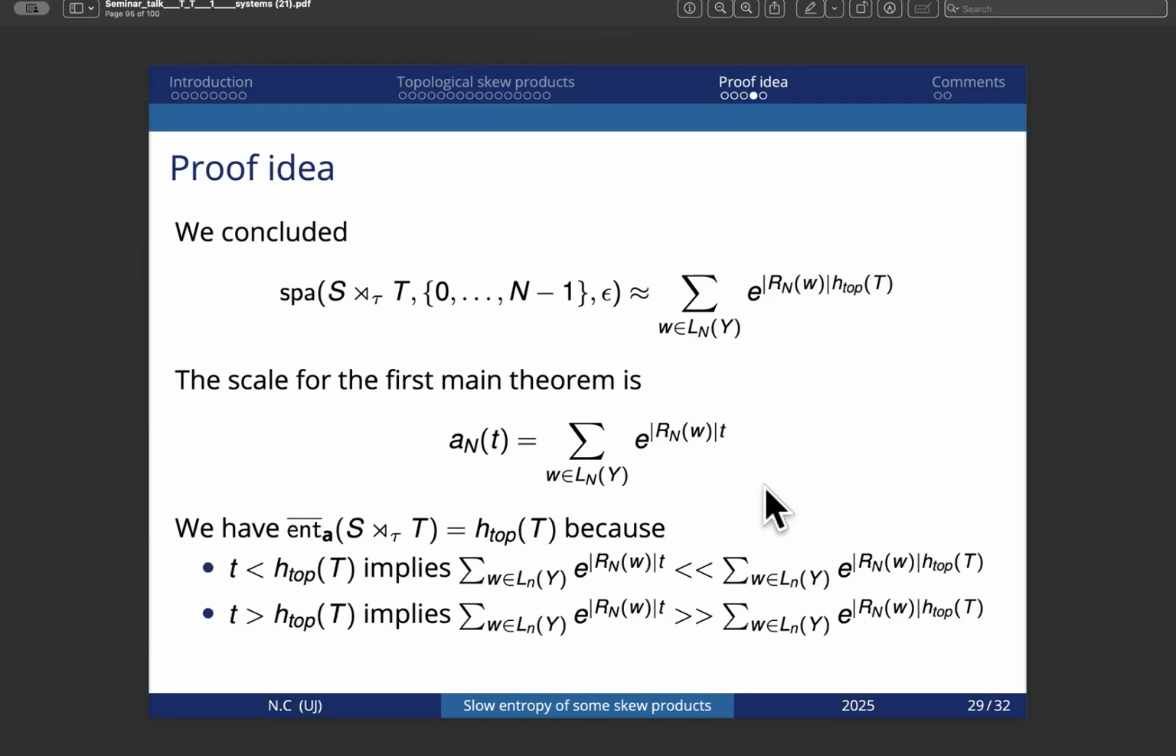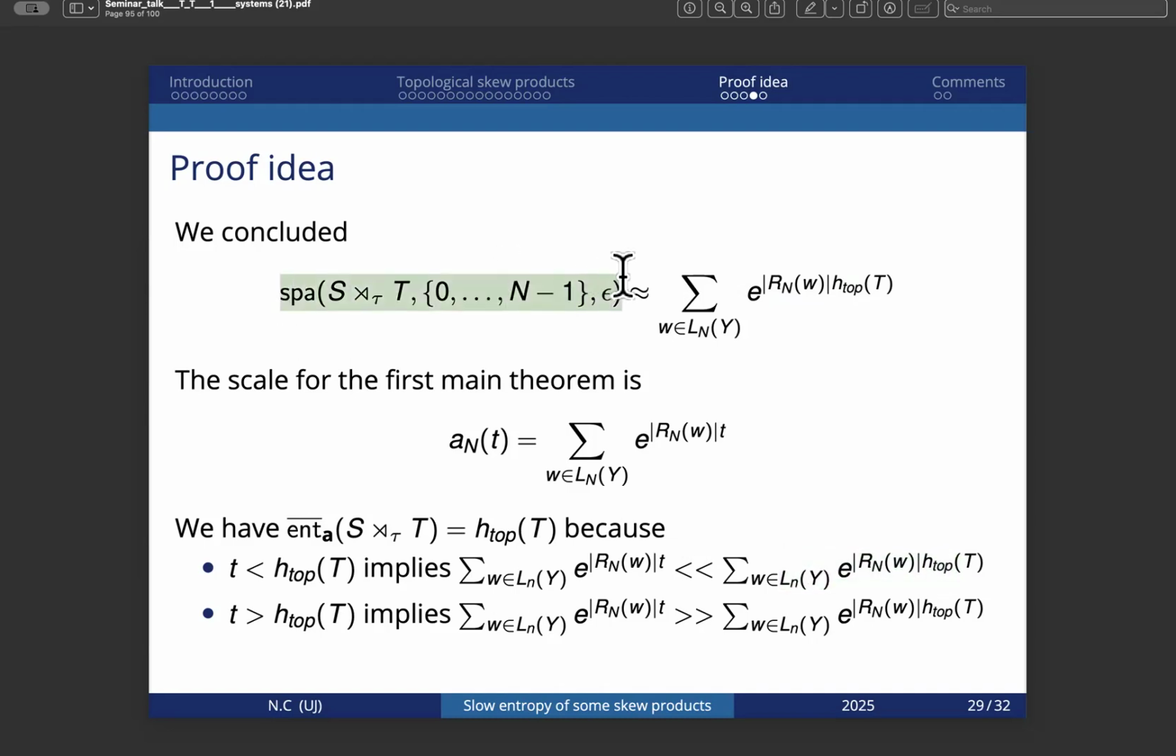This scale has the property that the slow entropy of the product equals the topological entropy of T, because when t is smaller than the topological entropy, this whole quantity will be much smaller than this quantity here. I want to emphasize they are the same thing, but here we have t and here we have entropy. Since this thing is monotone, one can make some computations and prove that this one here is much smaller. And this one here is this spanning number.